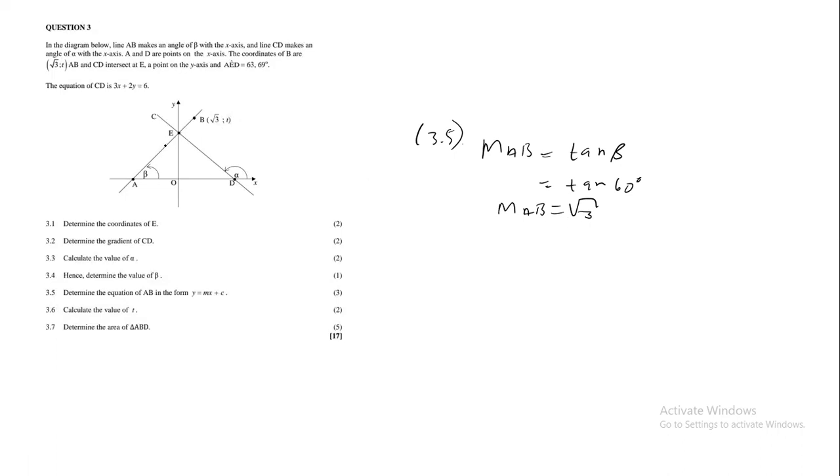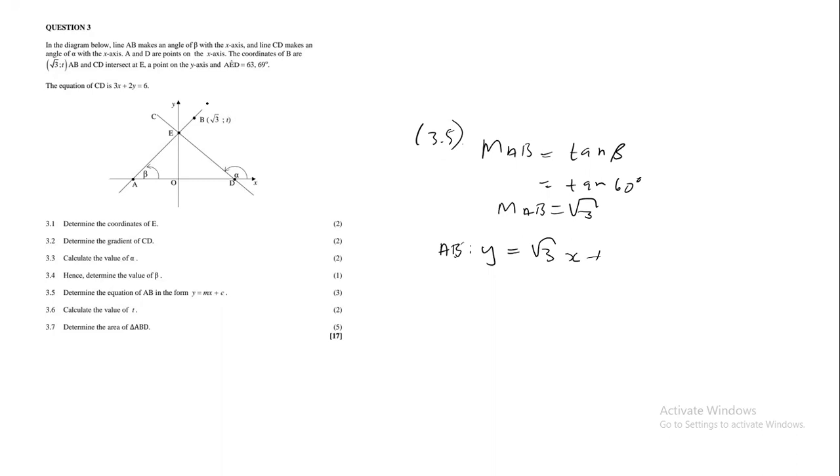Now, for a fact that we managed to get the gradient of AB, remember, AB passes through point E, and point E is also the y-intercept of line AB. So for the value of C, we know that it is the same number as the one of CD. So the equation of AB is going to be y equals gradient of AB, which is calculated to be root of 3, multiplied by x, plus the y-intercept, which is the value of C. The value of C, remember, it's the coordinates of E.